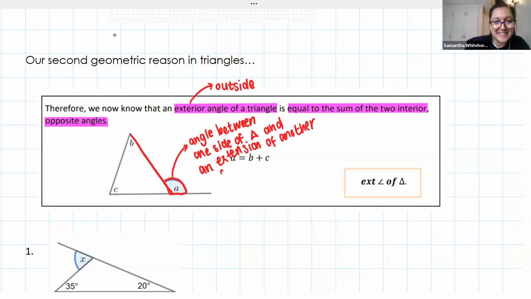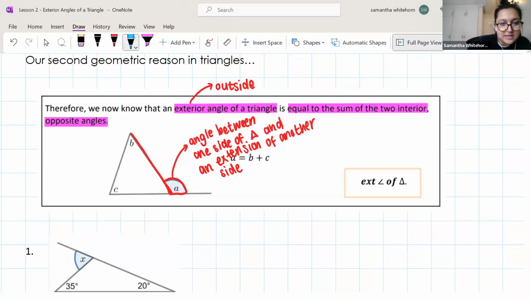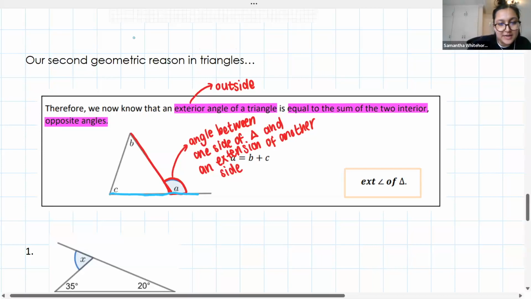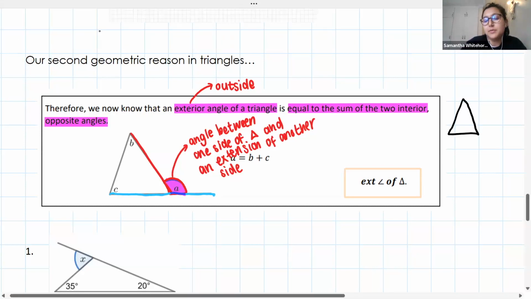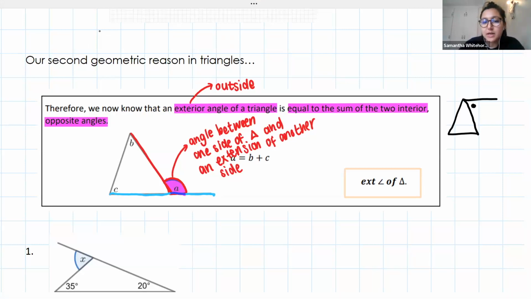Of another side. So there's my side of my triangle. I'm just going to do this again. There's the side of my triangle, and the extension. So here's a side of my triangle, but if I extend it, I'm then creating this exterior angle at A. And the reason I'm pointing this out is because if we had been given a diagram, say something like that, yes, this angle here is outside the triangle, but it is not exterior to the triangle.